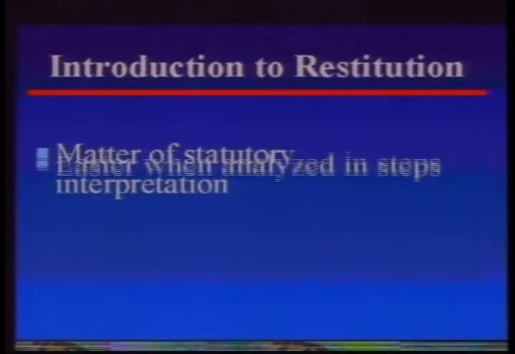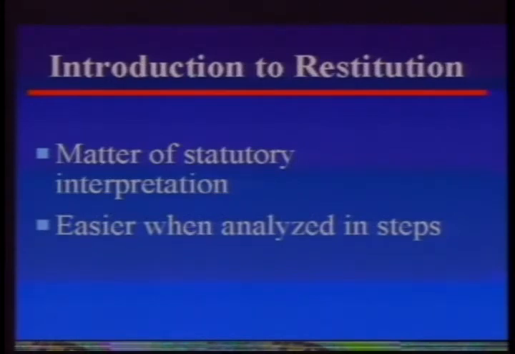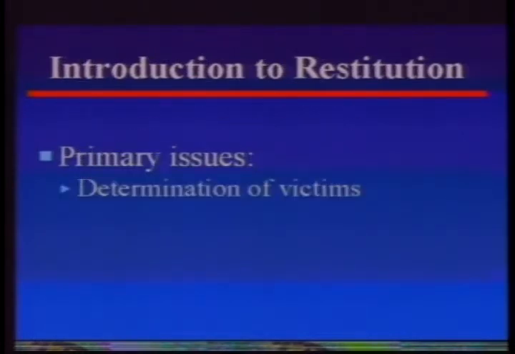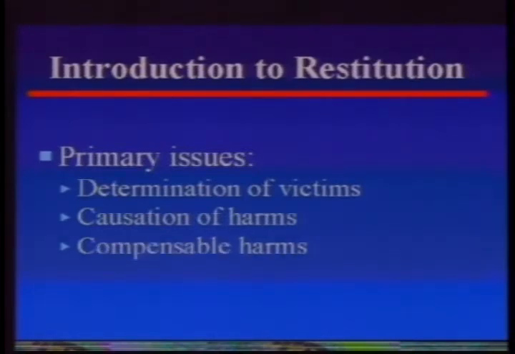Okay, good. In developing her document, Kathy has also done us another service, and that is she has come up with a 5-step process, an analysis for determining restitution. And I think those that have been exposed to this 5-step process thus far and have tried to utilize it have found that it is helpful, because we're finding that restitution, the determination, is easier when analyzed in steps. Now, as we go through and look at these steps, we'll find that the primary issues that arise and that are addressed are determination of victims, the causation of harms, and compensable harms.